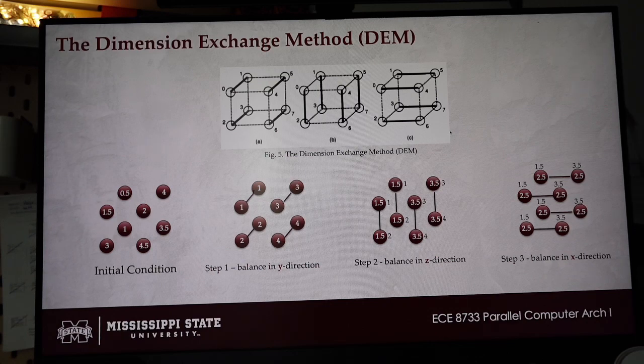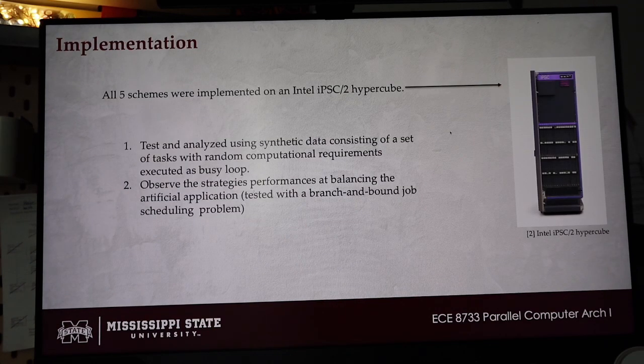Step 3 comes after the two direction balances. This is the final stage, balancing in the x direction. As we can see, all the numbers inside the CPUs are matched together and balanced to 2.5, which is perfect. This slide talks about the implementation.